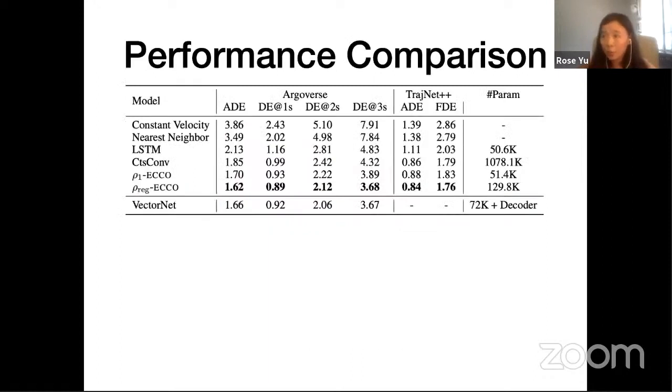So if we look at the performance, when we compare our model, which is ECCO, with slightly different variations, we can see that our model is much more accurate on the benchmark datasets for Argoverse and TrajectoryNet. More importantly, because we're incorporating inductive biases into our model, the number of parameters in our model is much smaller than baselines such as LSTMs or continuous convolution, which is our main competitor, which demonstrates the benefit of incorporating symmetry in this case.